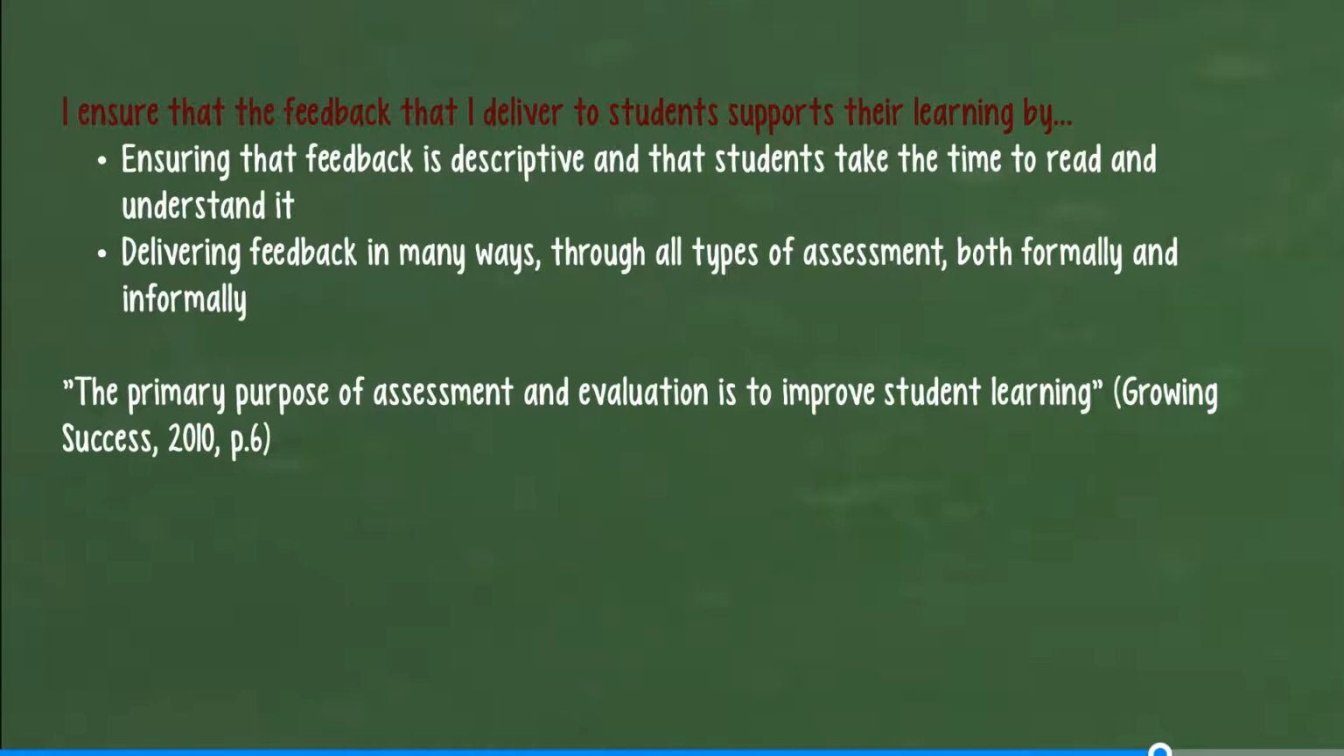Growing Success on page 6 says that the primary purpose of assessment and evaluation is to improve student learning. We should therefore listen to student voice.